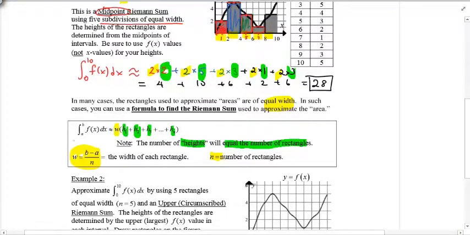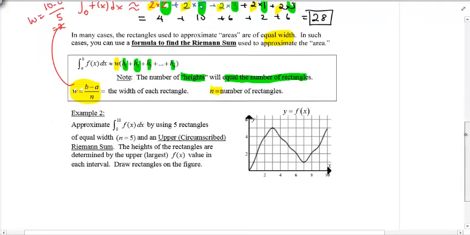Okay, so in this example here, our width was b minus a, so 10 minus 0, divided by n, which was 5, so of course that equals 2. Cool? Now, remember what I said earlier? We didn't have to choose the midpoints for the heights. We could have chosen other methods to do the heights.